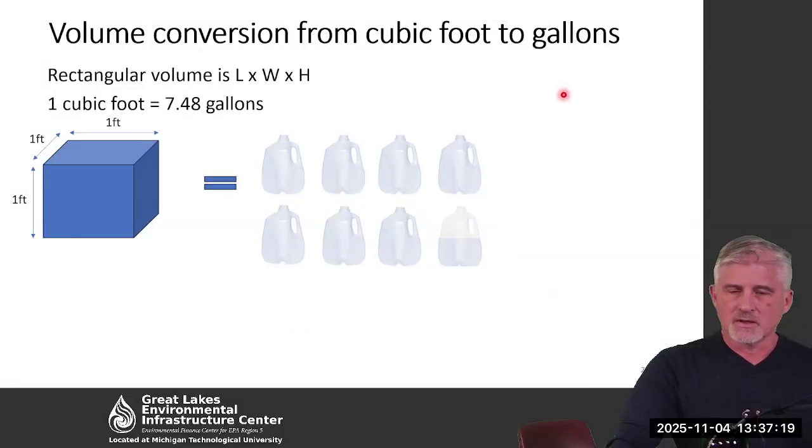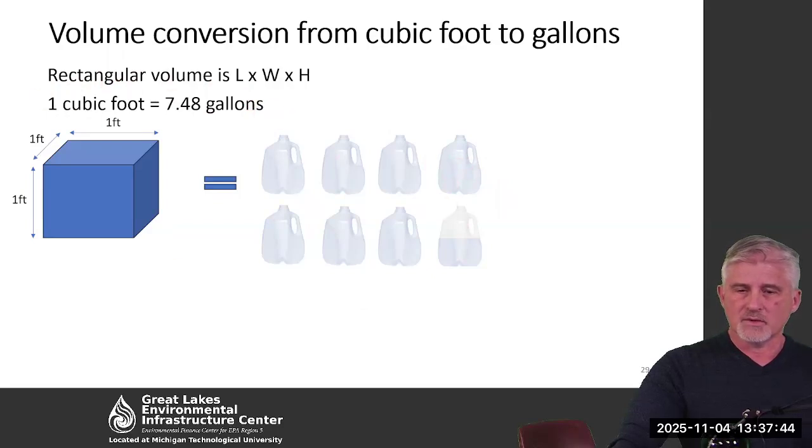Here's another important volume conversion. One cubic foot, so a container that was 1 foot by 1 foot by 1 foot, if we were to fill that up, it would be almost 7.5 gallons, 7.48 gallons. This is a factor that you would want to remember or write down. It's an important conversion when it comes to working with surface water treatment.